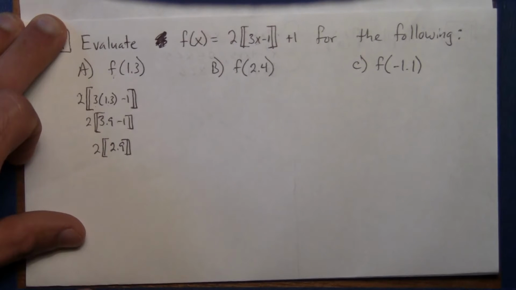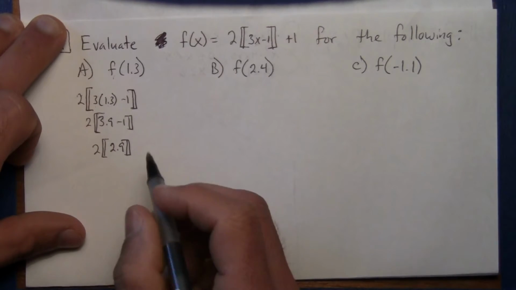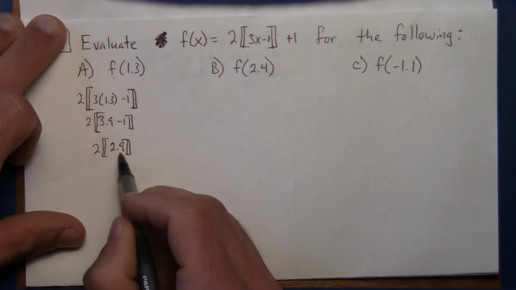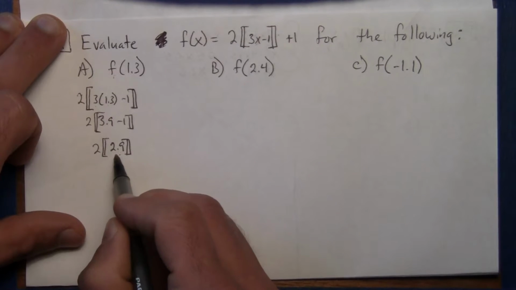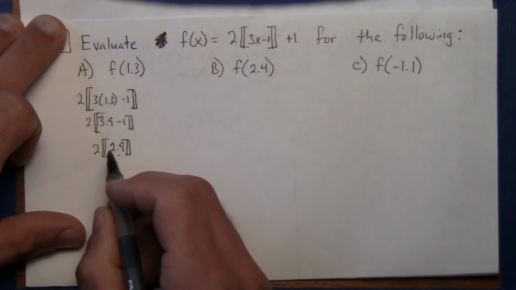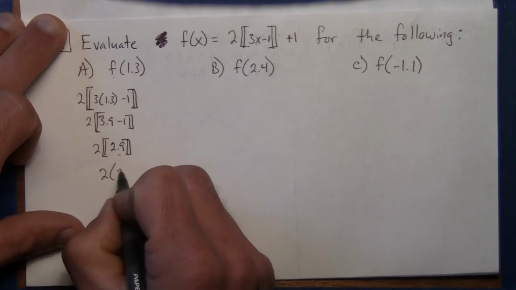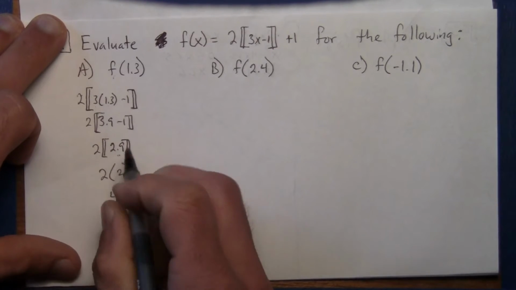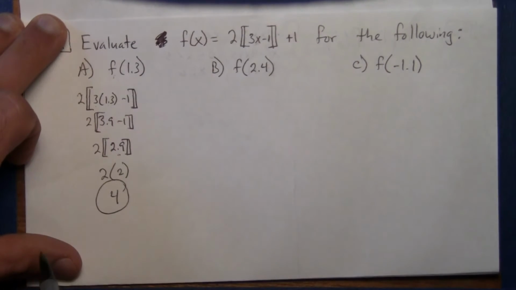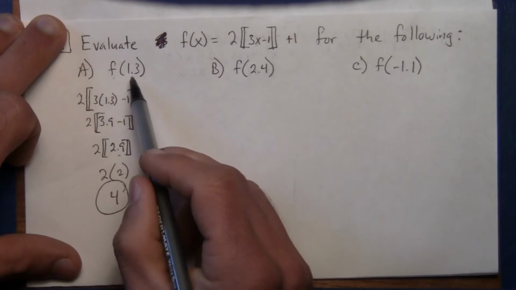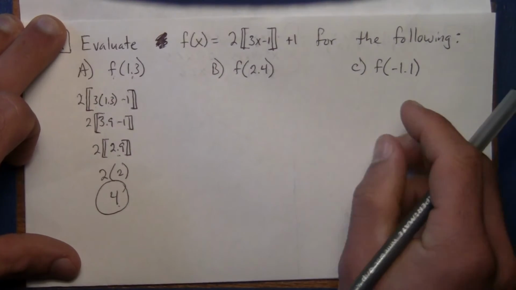And then we just have to remember what the rule tells us. The rule tells us to take whatever this number is inside here and always round down. So it's not a traditional rounding like you're used to. You always round it to the integer smaller than that one. So for example, this would round down to 2. So it's 2 times 2, or the y value, or that f of 1.3 would actually give us 4. So if we were going to graph the greatest integer function, we would plot the point 1.3, 4.